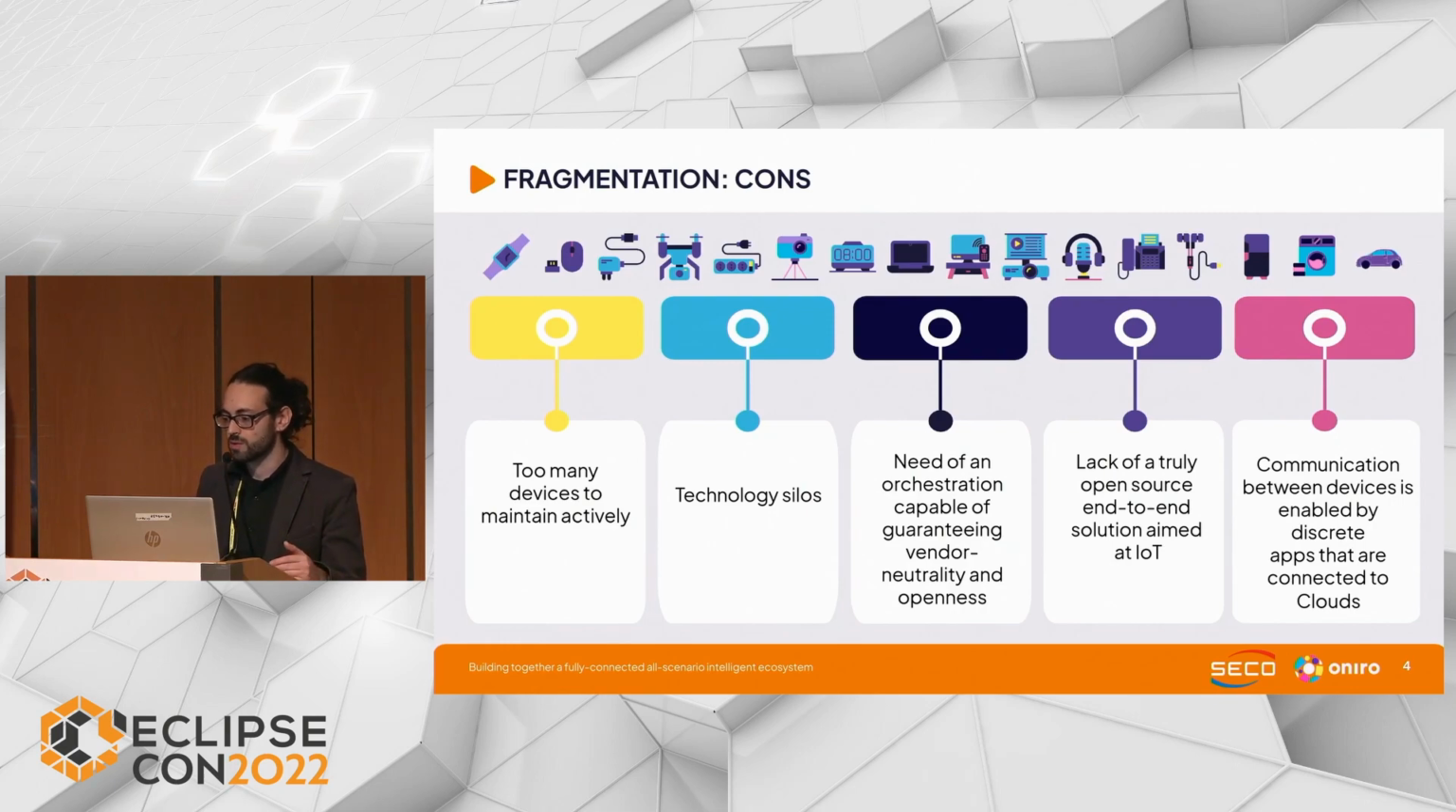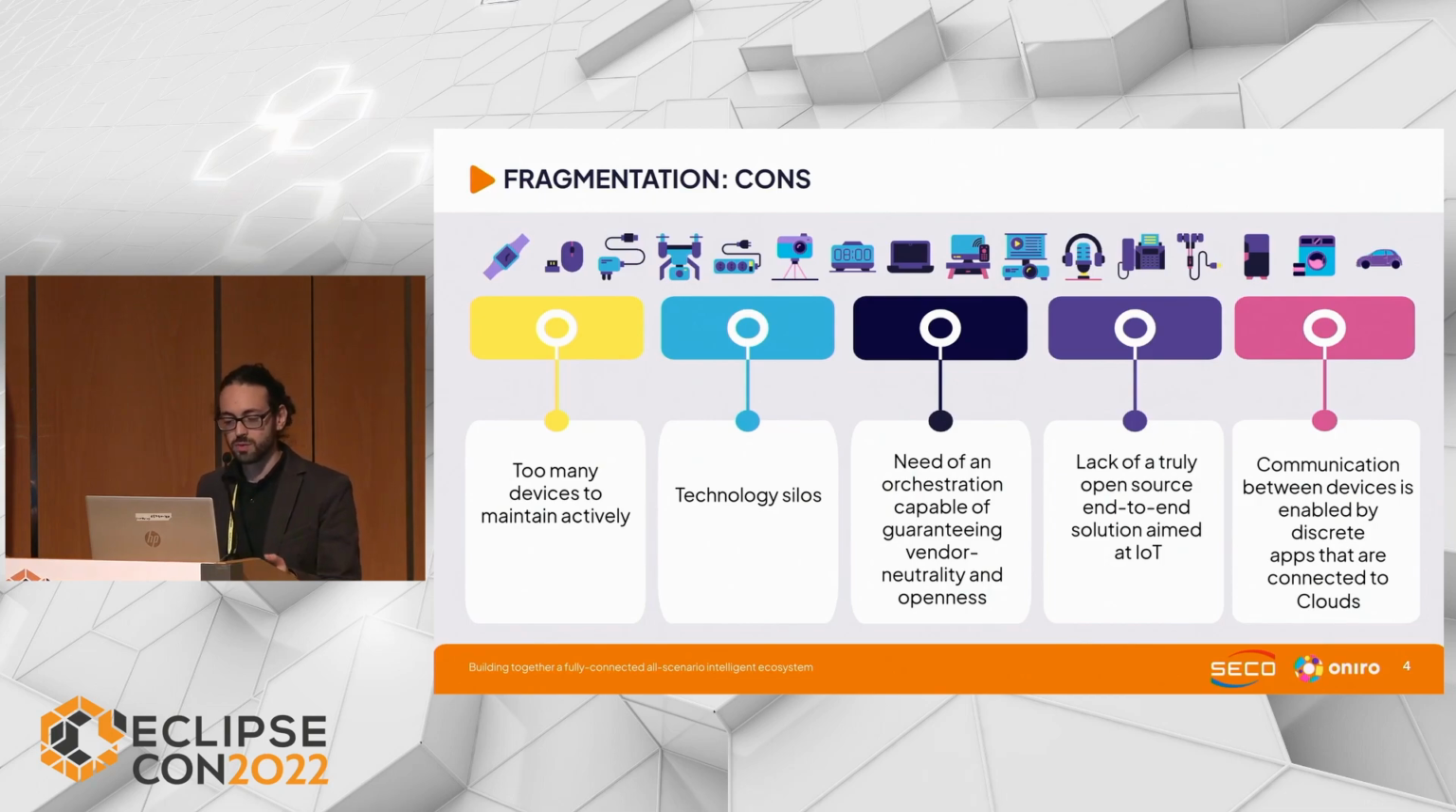And the fragmentation also leads to technology silos, because even if using open source and technology, the resulting devices will likely not cooperate with different vendor products due to lack of open standards on how things are discovered and shared in the IoT world. We need an orchestration. There is a need of an orchestration capable of guaranteeing vendor neutrality and openness. A single company cannot impose a standard. So to avoid vendor lock-ins and uneven decisions, we need some kind of orchestration.